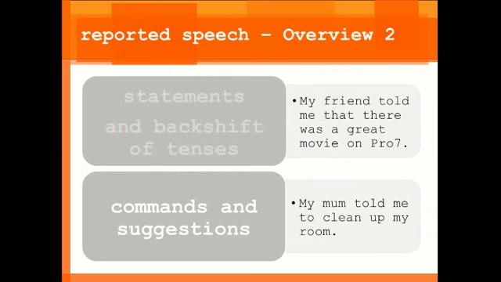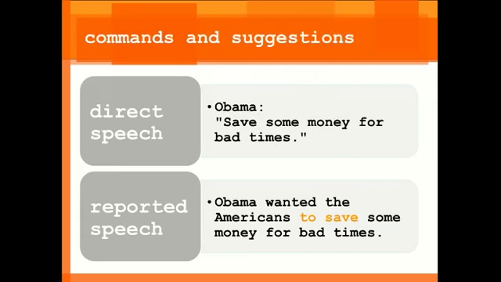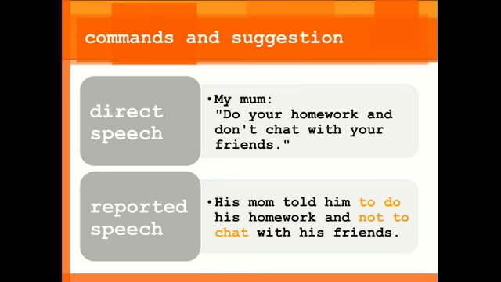Now a quick look at the commands and the suggestions. Let's suppose that Obama says in one of his speeches, "Save some money for bad times," which of course is a suggestion. And in the reported speech, we would have to produce the following sentence: Obama wanted the Americans to save some money for bad times. This is really easy, as you can see. All you have to do is use the infinitive with to, and then the effect will be a beautiful sentence in the reported speech.